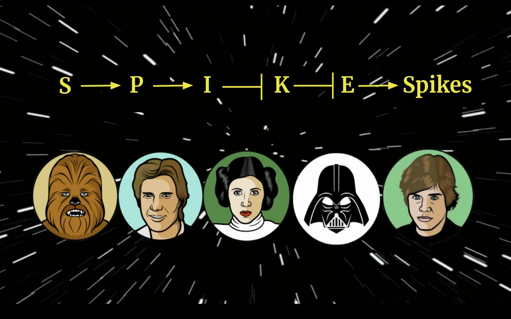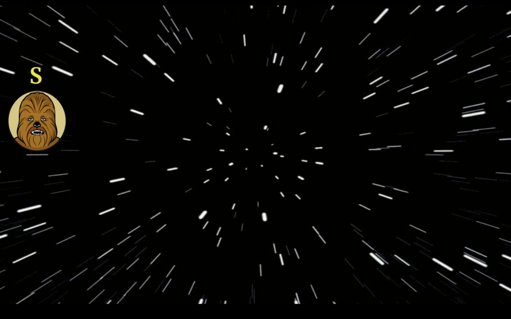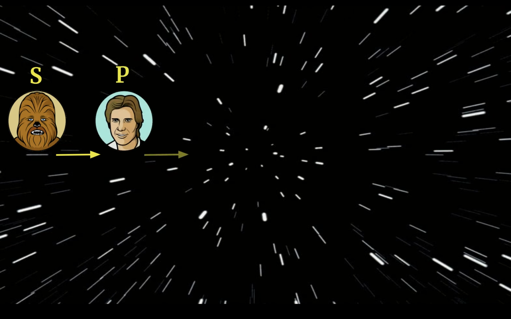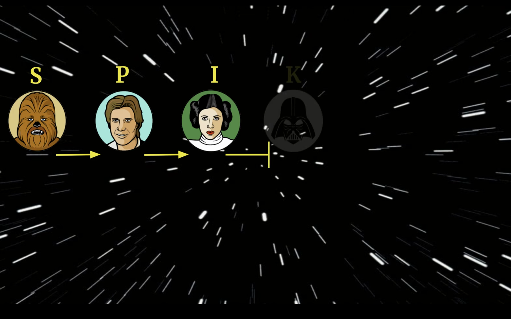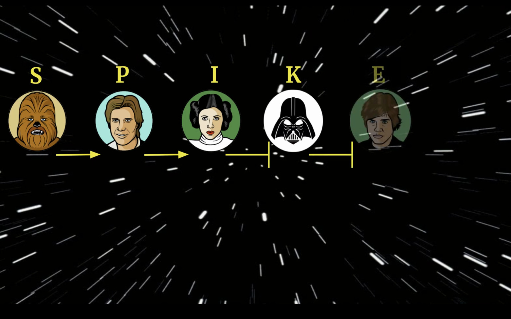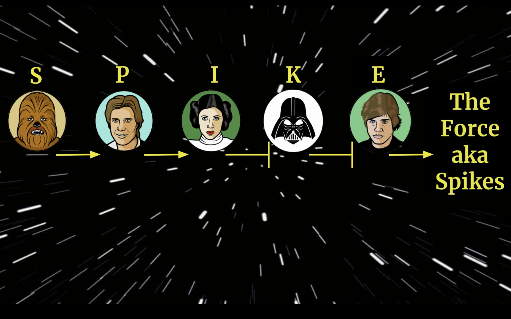So for this specific pathway, we will be visualizing it in a Star Wars scenario. Each of the different strains will be represented by a character, either inhibiting or activating one another. S is represented by Chewie, and he activates Han Solo, represented by P. And Han Solo activates Leia, which represents I. Leia represses Darth Vader, which represents K. Darth Vader represses Luke, which represents E. And Luke activates the Force, or in this case, spikes.